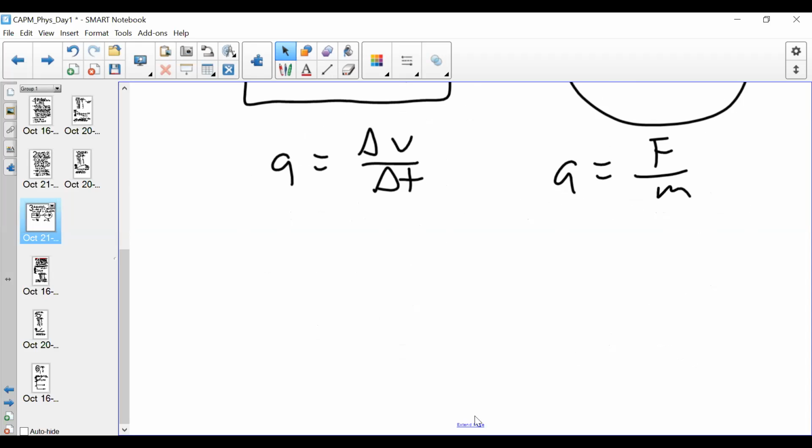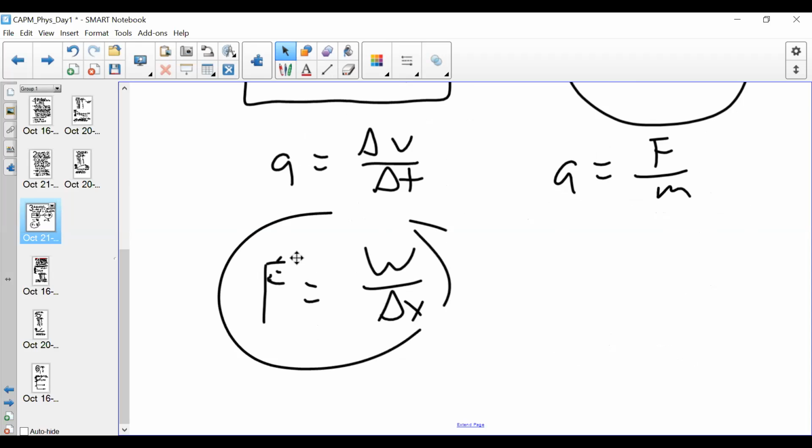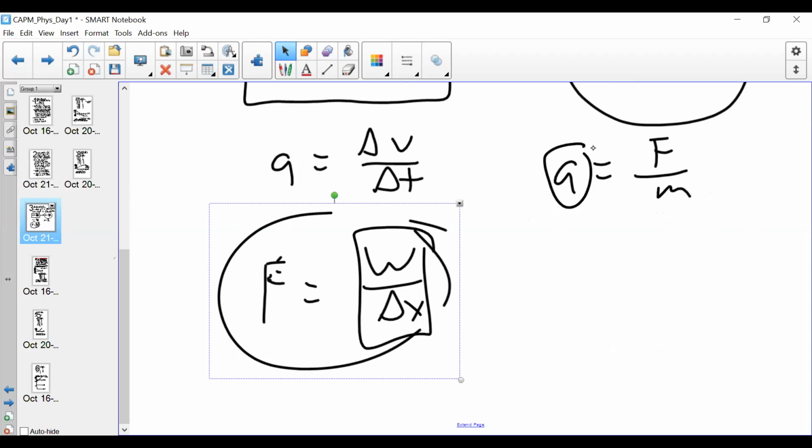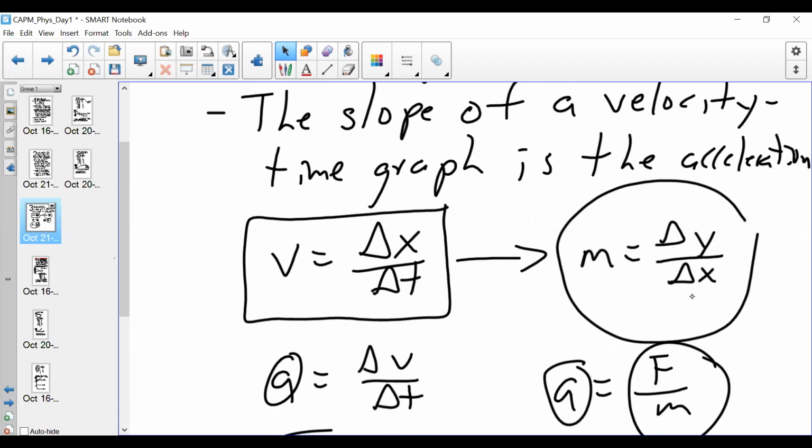What else is a slope equation? All of these divisions are slopes. This is the slope of these two guys. This is the slope of this, force and mass. This is the slope of velocity time, et cetera, et cetera. They're all slopes. This is why we say what we say with accuracy, with confidence.